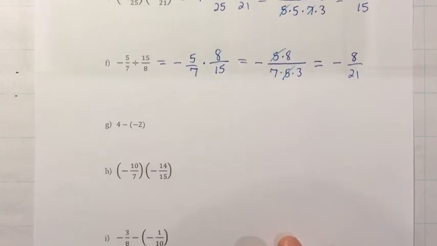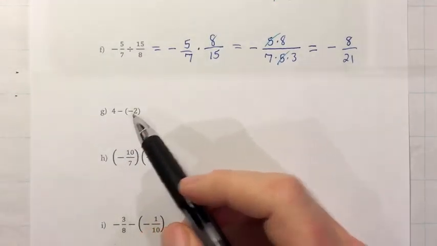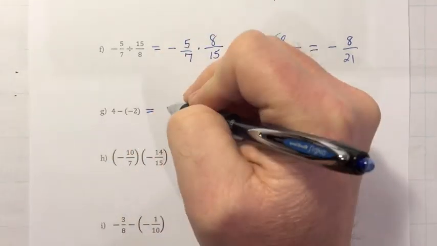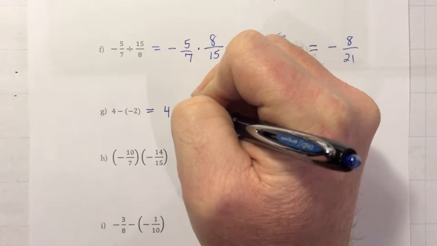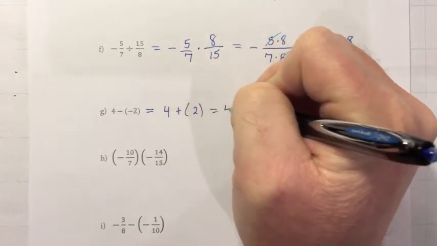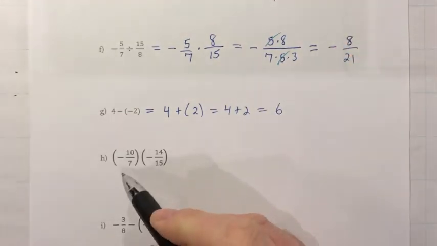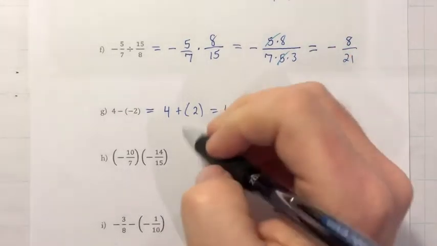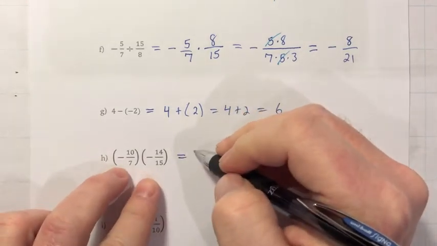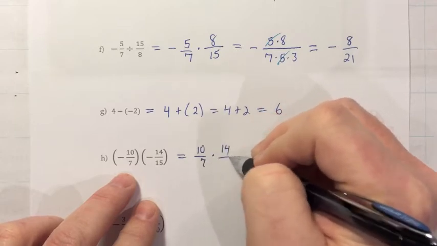Okay, moving down. When you have a subtraction, we covered this in the previous section. Subtraction is the same as adding the opposite, so this would become 4 plus the opposite of negative 2, which would be positive 2. So that's just 4 plus 2, or 6. Again, a negative times a negative is positive, so I don't need to write the positive. I've dealt with those signs. This is going to be 10 sevenths times 14 fifteenths.